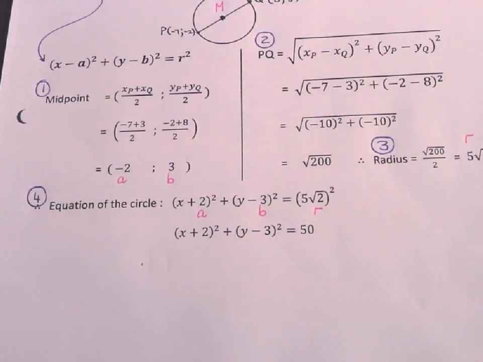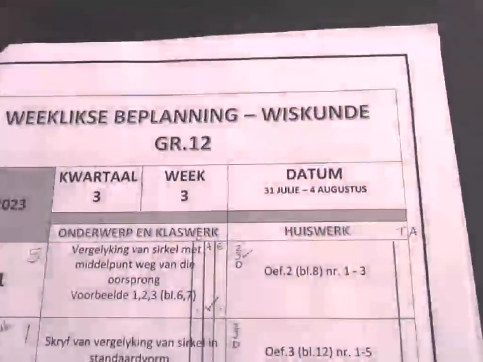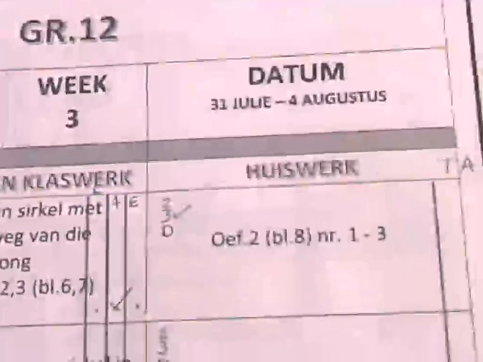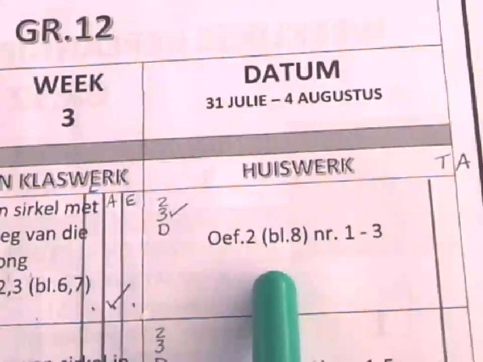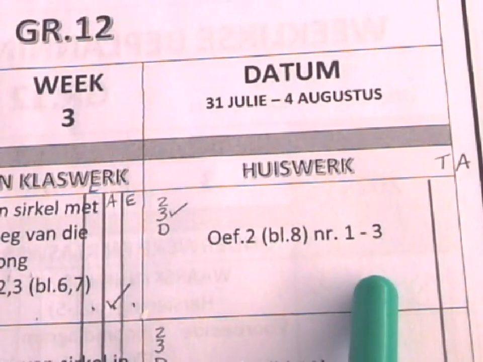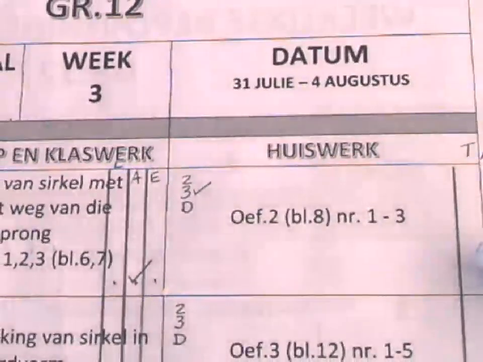Okay, that's the end of today's lesson. It's very easy. Analytical is very easy, but it's very long to get to the answer. It takes a lot of steps. Your homework for tomorrow is exercise 2, page 8, number 1 to 3. But I want to quickly mark exercise 1 now, and then you can start with your homework.